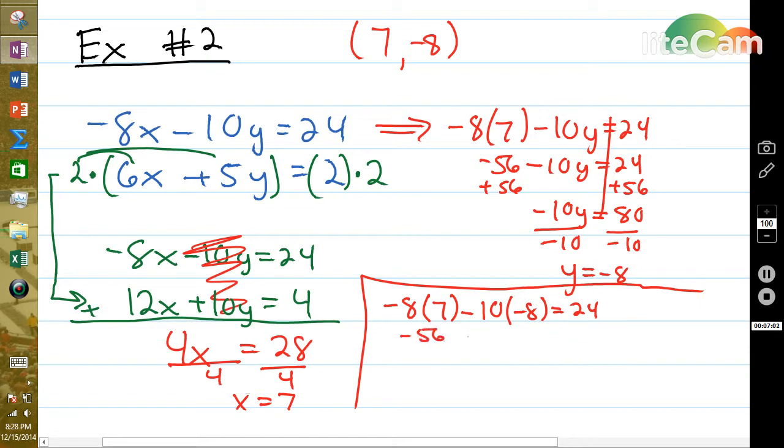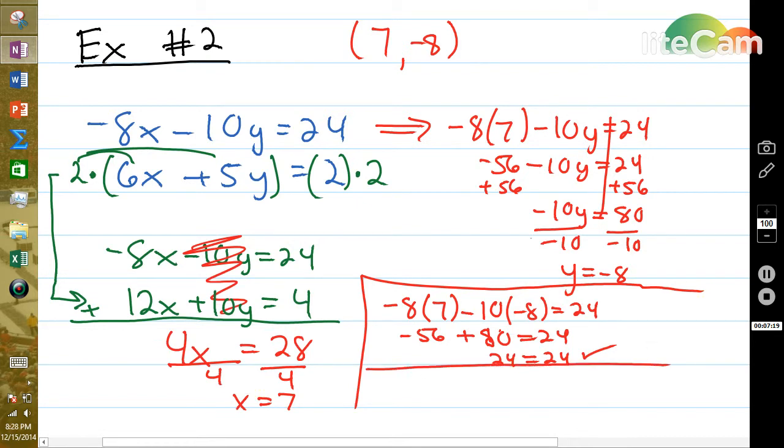It's going to be negative 56. Negative 10 times negative 8 is going to be positive 80, equals 24. Negative 56 plus 80 is 24, and that checks out.